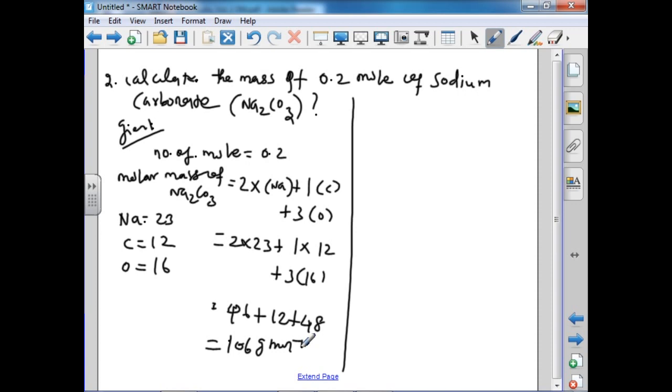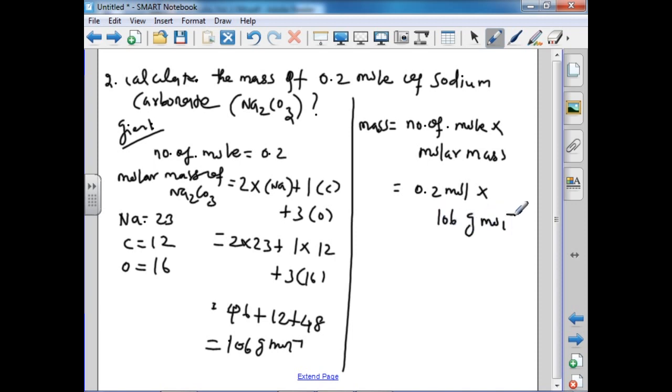So next formula, mass equal to number of mole multiplied with molar mass. Equal to number of mole 0.2 mole multiplied with molar mass 106 gram mole inverse. Moles cancel, so the answer is 21.2 gram.